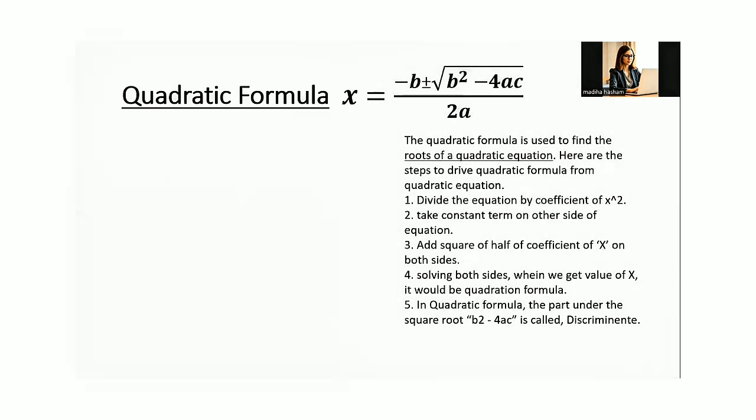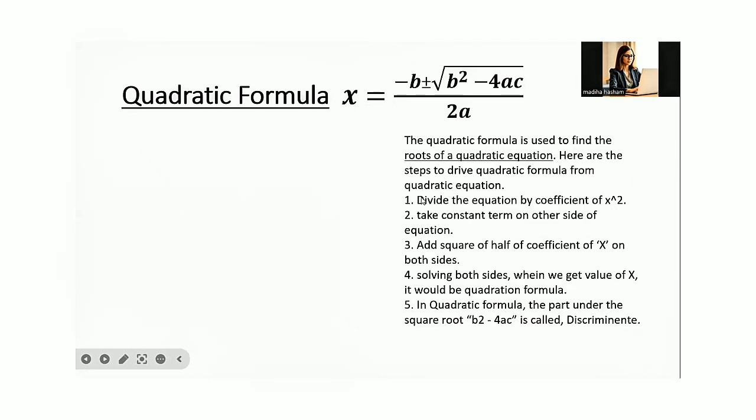Now we discuss the quadratic formula. On the screen, we see the quadratic formula: x is equal to minus b plus minus square root of b squared minus 4ac, over 2a. The quadratic formula is used to find the roots of a quadratic equation.